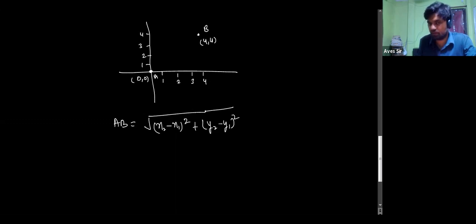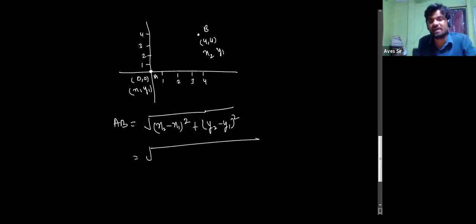It's your choice, dear student, that you can consider any one of the coordinates according to your will. I can consider this as x1 and y1, I can also consider this as x2 and y2. It is easier if I choose this point as x2 and y2, and this one as x1 and y1, because the subtraction will be easier.